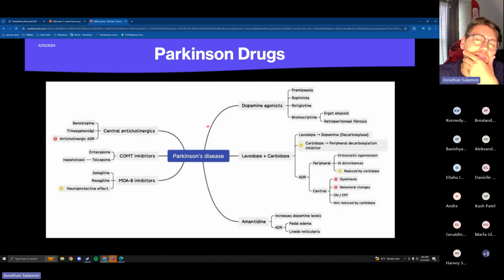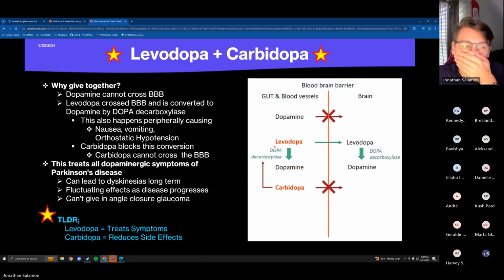Parkinson's disease, we just talked about this. Really, really big one just to hit on again. Remember, MAO-B inhibitors treat Parkinson's. MAO-A inhibitors treat depression. This is your levodopa-carbidopa. Levodopa gets converted to dopamine. Carbidopa prevents levodopa from being converted to dopamine in your body. Levodopa crosses the blood-brain barrier. Carbidopa does not. Levodopa alleviates Parkinson's symptoms. Carbidopa reduces side effects.